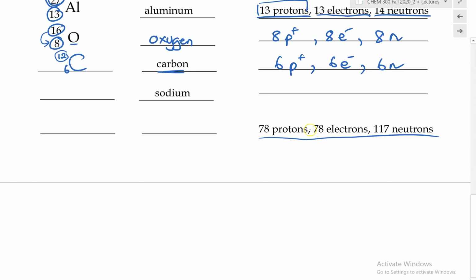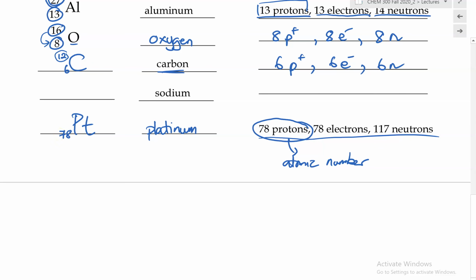Then again, to identify the element, we need to look at the number of protons. And this number is the atomic number. By referring to the periodic table and going to element number 78, we will see this corresponds to platinum. The nuclear symbol of platinum consists of Pt, which is 2 letters. And on the lower left corner, we will put 78 right here.